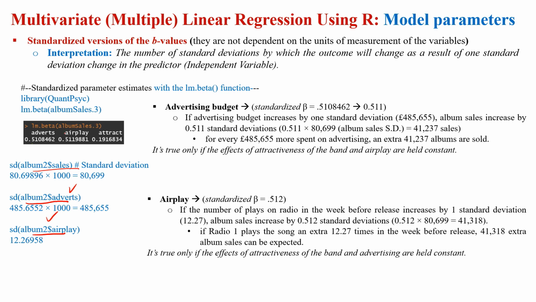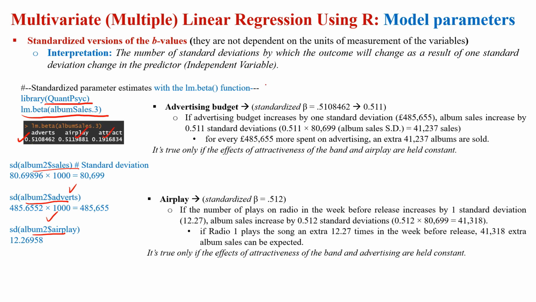So let's discuss first of all how we can calculate the standardized coefficients of the regression model using R. For that we have to use this package. Then we are going to use the function lm.beta and then the name of the variable in which we have the fitted regression model, that is album sales 3. So this is beta 1, beta 2 and beta 3, and these are the standardized betas.